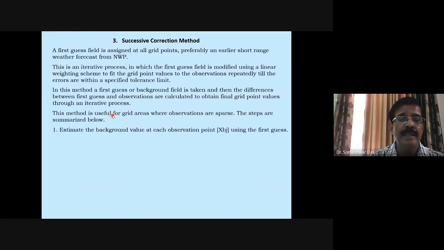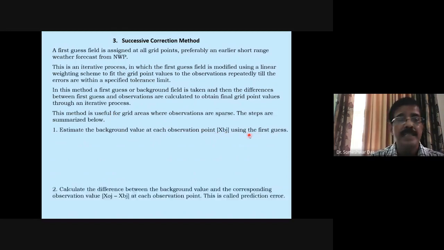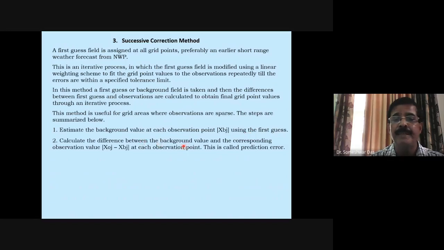Step number 1, estimate the background value at each observation point, xbj, using the first guess. Step number 2, calculate the difference between the background value and the corresponding observation value, xoj minus xbj, at each observation point, and this is called the prediction error, because your first guess is the 6-hour prediction from the past cycle, right? They are the predicted values at 6 hours. So they are the prediction errors in the 6-hour forecast in your first guess.